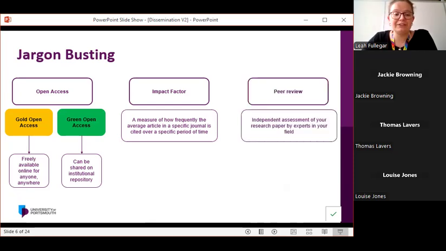And finally, peer review. And this refers to the sort of independent assessment of your research paper by experts in your field.